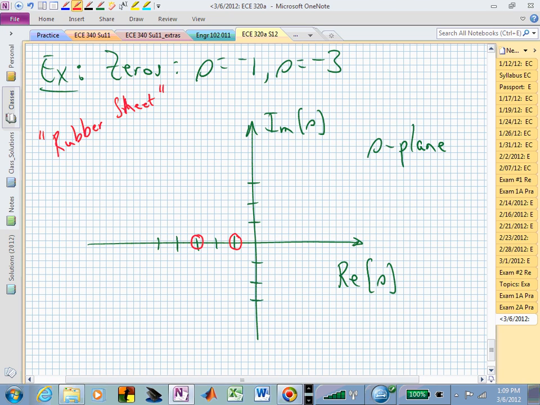So we could look up, and if we were at the origin, that would be how that system responded at DC, at 0 frequency. If we walk up the imaginary axis and go to J1 and look up, now that's the frequency response's magnitude at a frequency of 1 radian per second. If we walked up to J2, it would be at a frequency of 2 radians per second. Question?